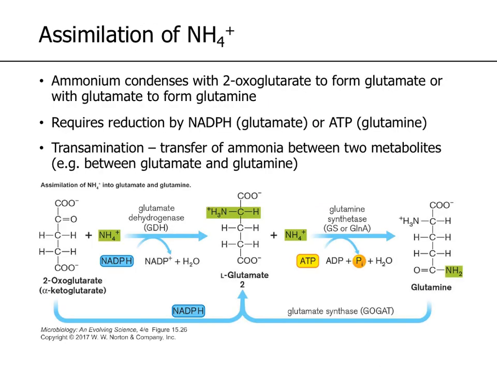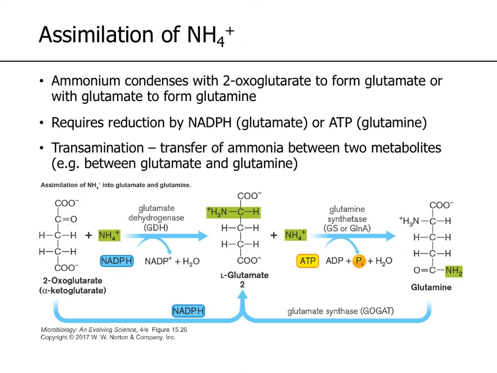All right, so the one thing that I do want you to know is, say I got the ammonia from some cell that was able to fix the nitrogen gas, right? How does it actually put that into an amino acid? So ammonium condenses with 2-oxoglutarate to form glutamate, or ammonium can go with glutamate to form glutamine. This requires reduction by NADPH in the case of glutamate, or ATP in the case of glutamine.